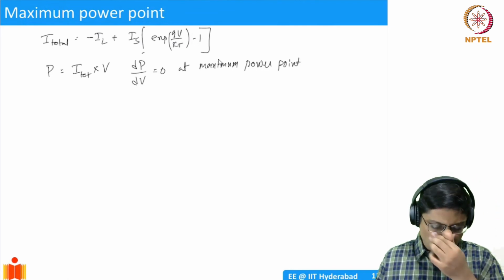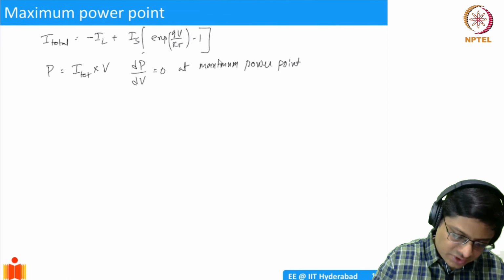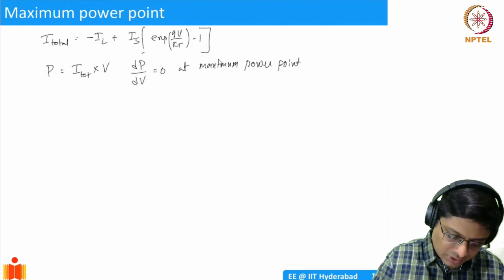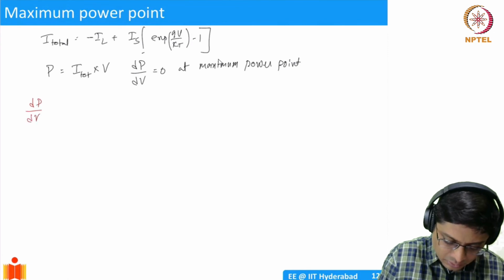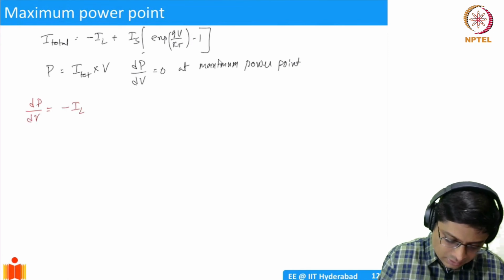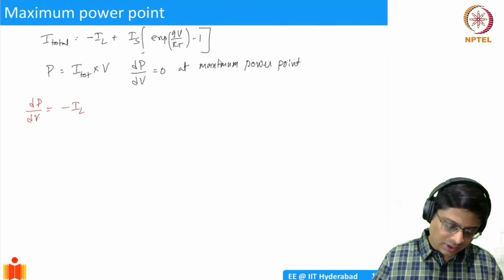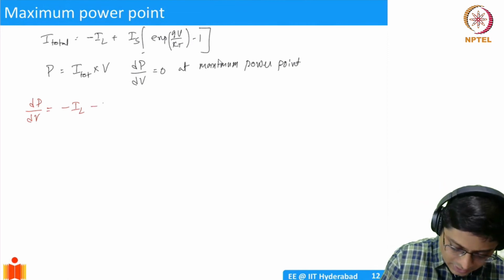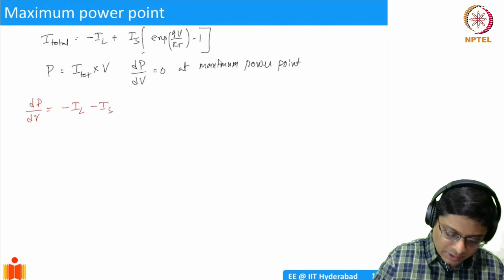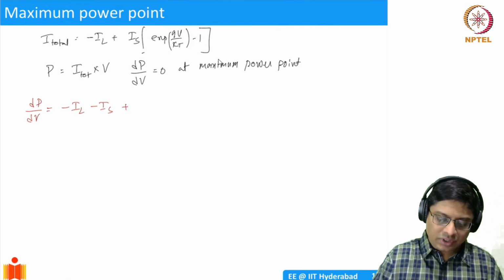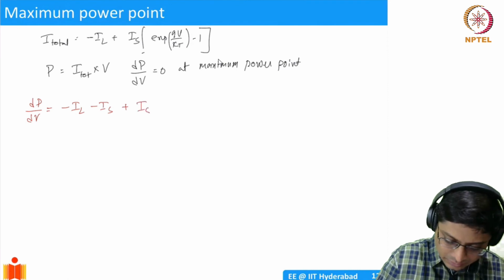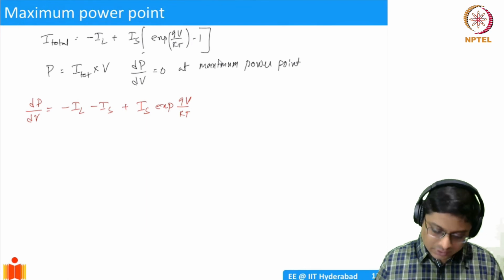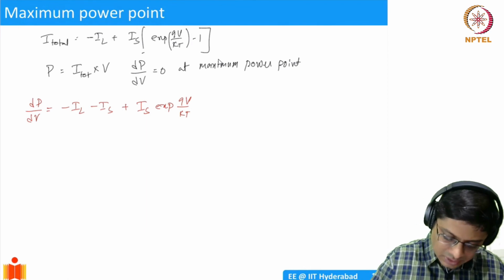Right. So how much is this? Well, if you differentiate power with respect to voltage, sorry, power is current into voltage, so dP by dV is going to be equal to minus IL and IS into, okay, that minus IS I'll take out, so minus IS plus exponential QV by KT times voltage. So this is going to be that voltage. I'll take a derivative. So exponential QV by KT plus, now I have to differentiate with respect to the exponential.